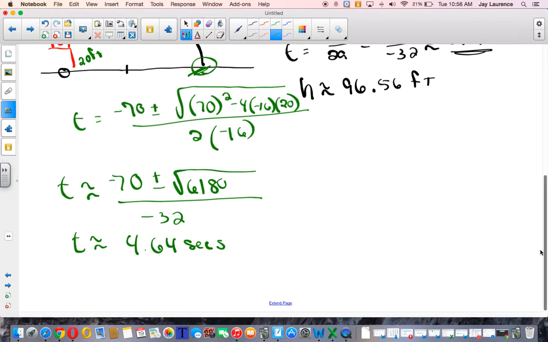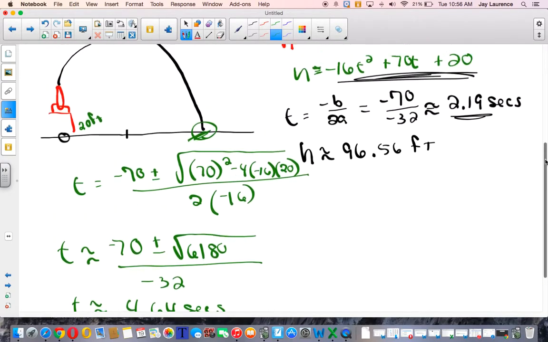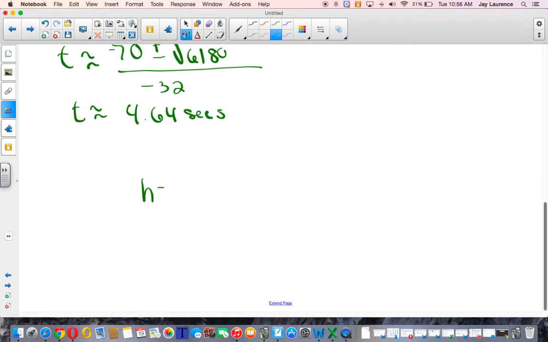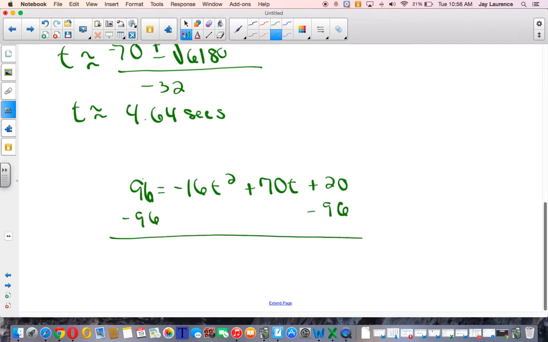Okay, now the last part is when will it be 96 feet off the ground? So I'm going to do h equals 96, because that's my ending height. 96 equals negative 16t squared plus 70t plus 20. I want it to equal 0, so I have to subtract 96 from both sides. And so 0 is going to equal negative 16t squared plus 70t minus 76.